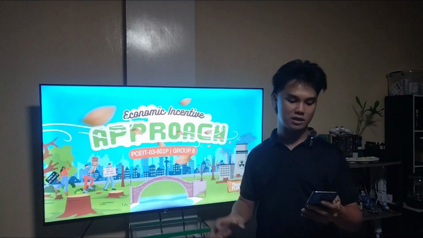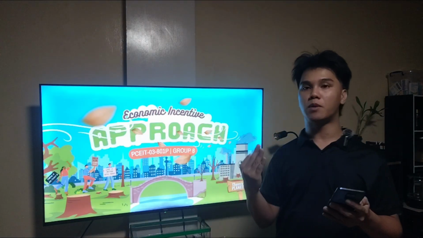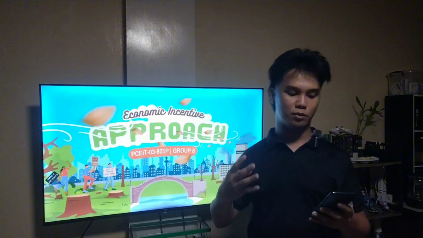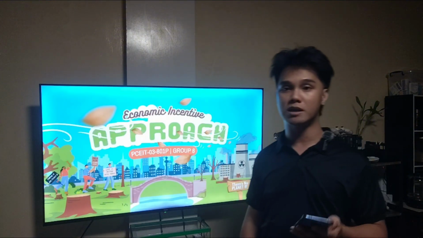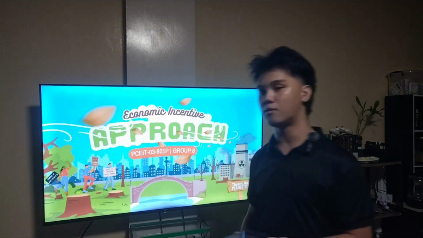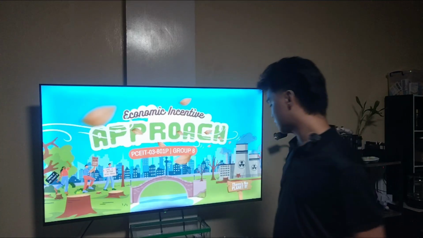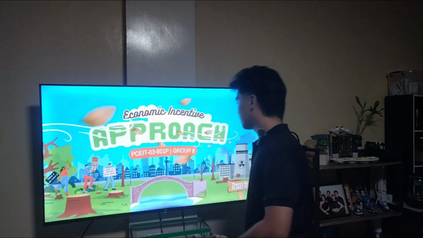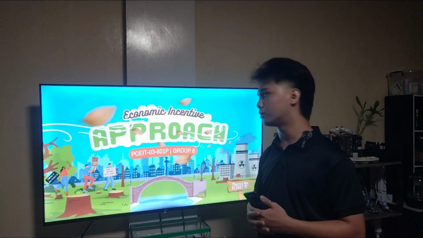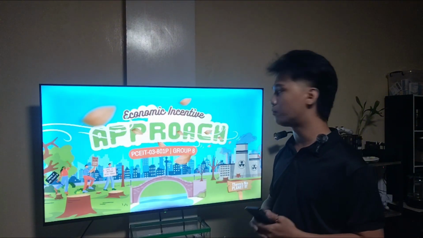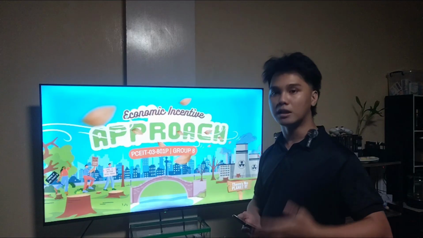Ito yung mga charges and fines, green taxes, deposit-refund schemes, information programs, tradable emission permits, and lastly yung tinatawag nating mga subsidies. So, again, this is just an introduction for economic incentive. Other reporters will be reporting the said topics.